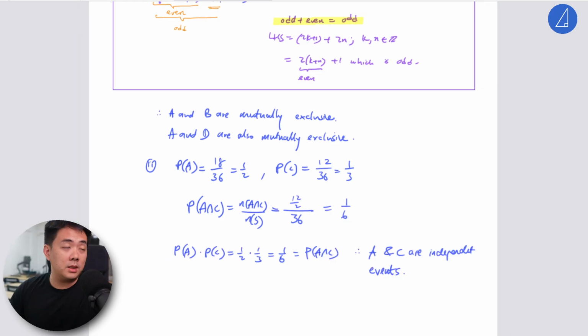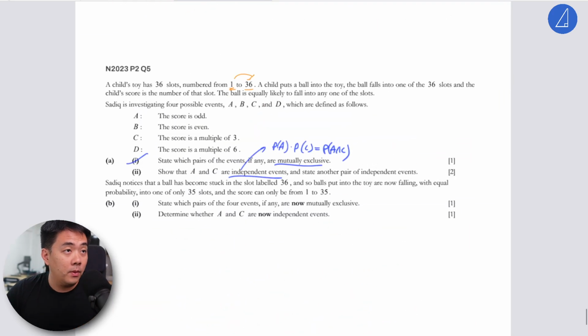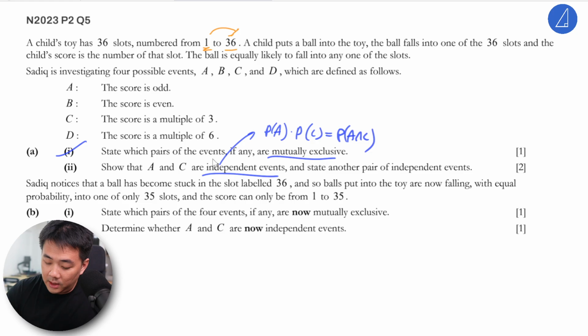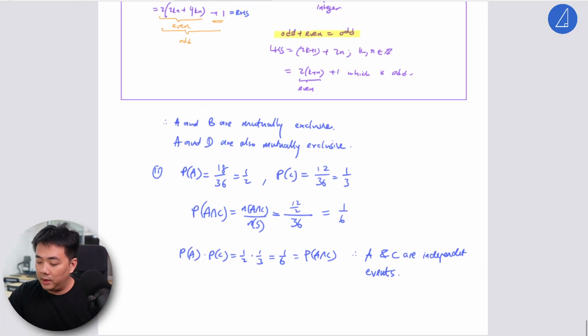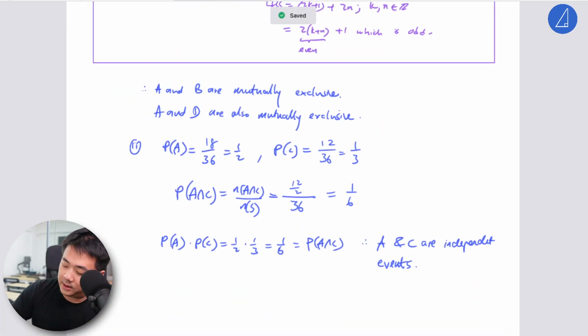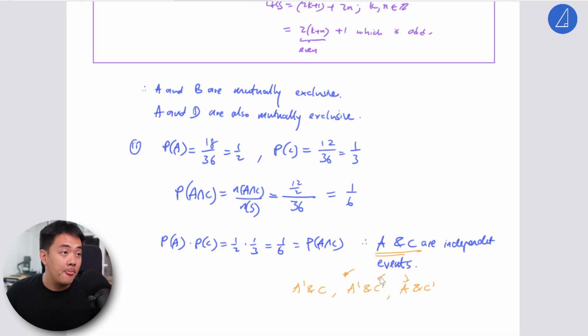This is an interesting one, because if they say state another pair of independent events, remember this: if A and C are independent, it also means that A prime and C are independent. It also means that A prime and C prime are independent. It also means that A and C prime are independent. Mutually exclusive events are also all independent of each other. Because if you draw the tree diagram, it has to be like the complement of each other.